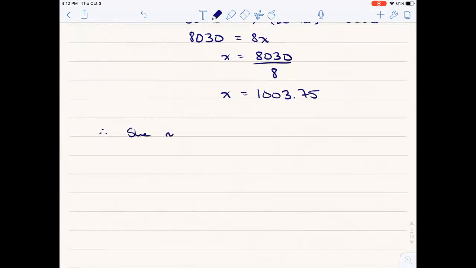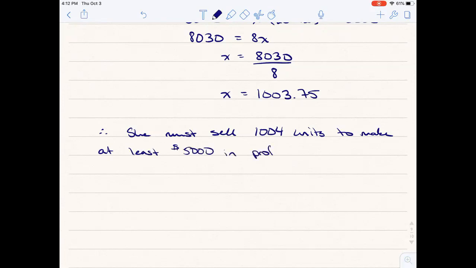Therefore, she must sell 1,004 units to make at least $5,000 in profit. Any questions about that one? Oh, okay.